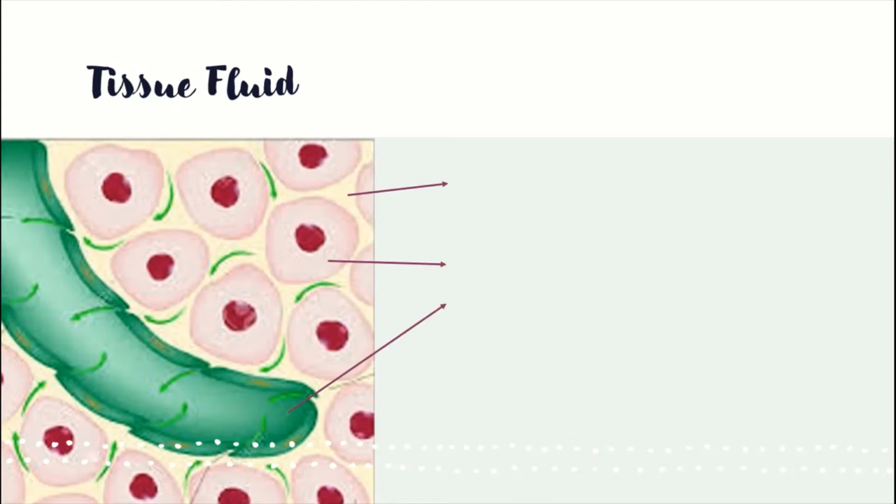So we'll have a look at the diagram. So this is the tissue fluid which is located between the cells or between the tissues. These are the cells between which the tissue fluid is located. This is the lymphatic capillary.